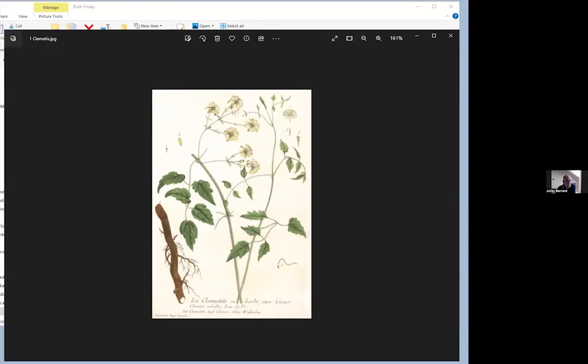And this, as you can see, or as I hope you can see, is a picture of clematis. And one of the most interesting things in this picture is that the man who did this design points to the different elements that are involved in the plant. So here you can see the root.